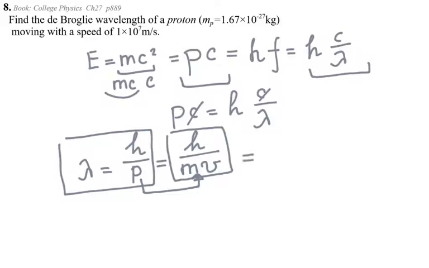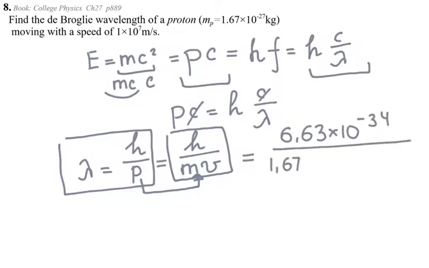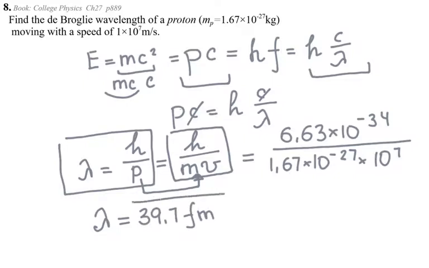So if I plug in my numbers here, I have 6.63 times 10 to the negative 34 divided by the mass of the proton, which is 1.67 times 10 to the negative 27, and the speed is 10 to the 7. So that gives me the wavelength equal to 39.7 femtometers. Femto means 10 to the negative 15.